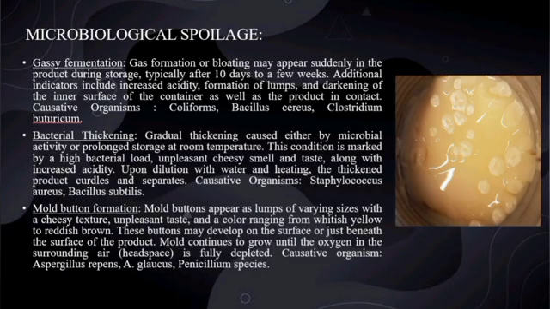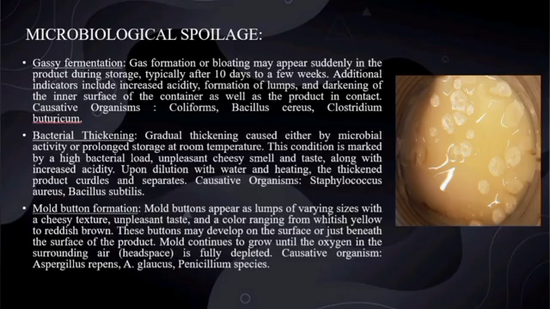What happens when the condensed milk is spoiled? Number 1. Gassy fermentation. There will be gas formation in the product, typically after 10 days to a few weeks of usage, and the additional indicators are increased acidity, formation of lumps and darkening of the inner surface of the container. These are caused by the coliforms, Bacillus cereus and Clostridium botulinum.